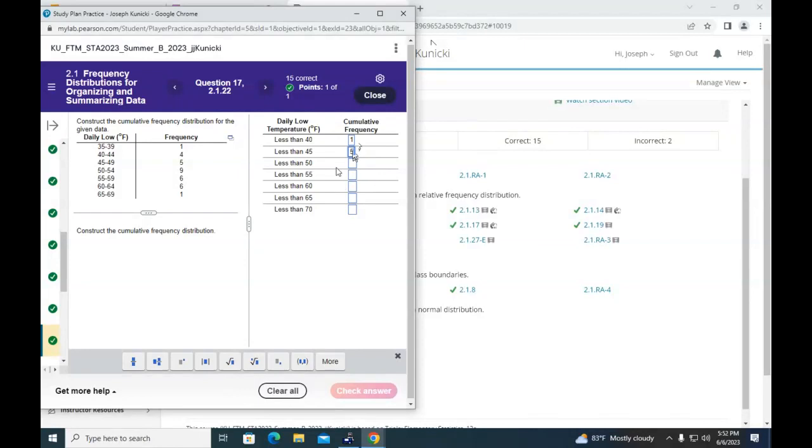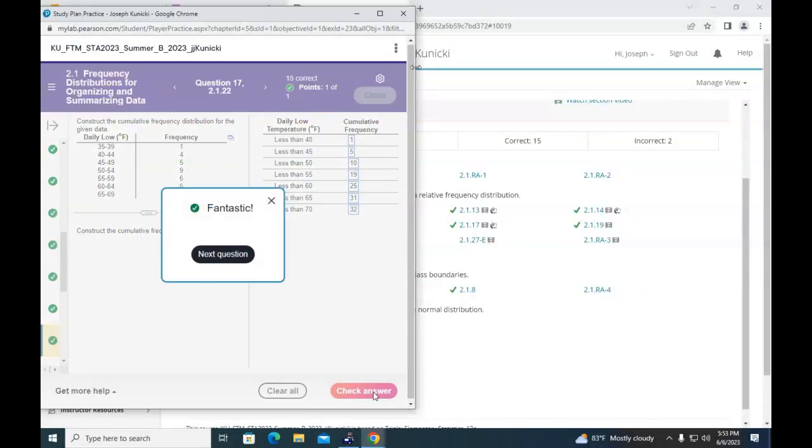You're accumulating. So all you're doing is adding. What's the next number? 5. So 5 plus 5 is 10. What's the next number? 9. So 10 plus 9 is 19. 19 plus 6, 25. 25 plus 6, 31. 31 plus 1, 32. The last number should be the total in the whole shooting match, because it says less than 70. Well, they're all less than 70, so you just add them up, you should get 32. 5, 10, 19, 25, 31, 32. Everything checked.